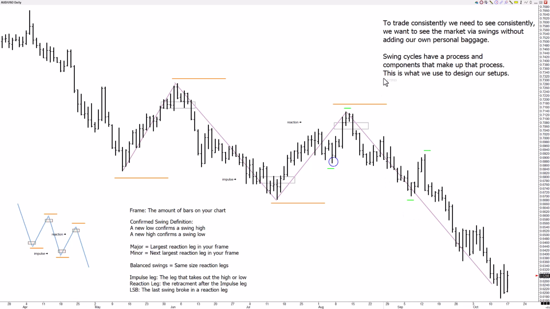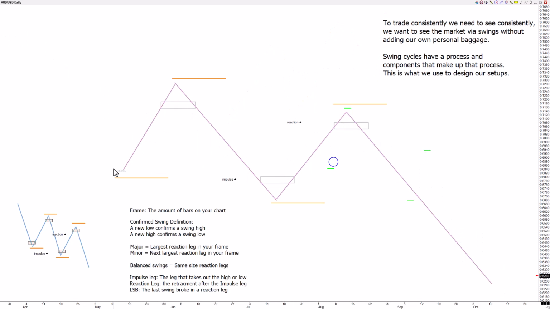And if we're going to trade consistently, we need to see consistently. We want to see the market via swings, via waves, without adding our own personal baggage. When I look at a market, I want to see a market via waves. I'm not looking at a market and experiencing or thinking about what the Fed's going to do or what the news is or any of that. When I look at a market, I come in here and I can see I'm structuring this market with some practice. I just see in waves.